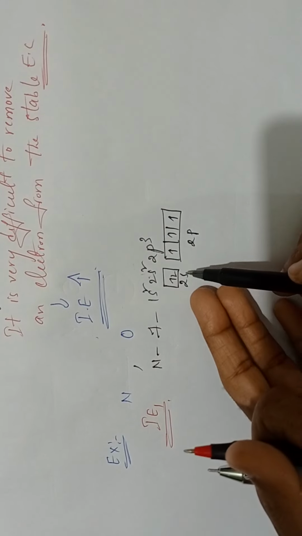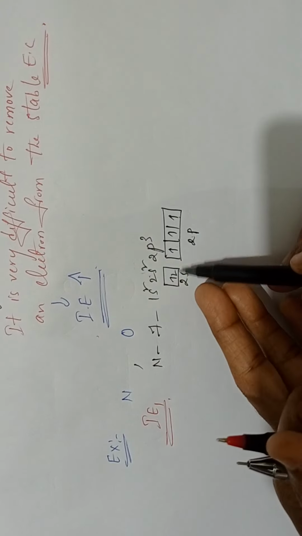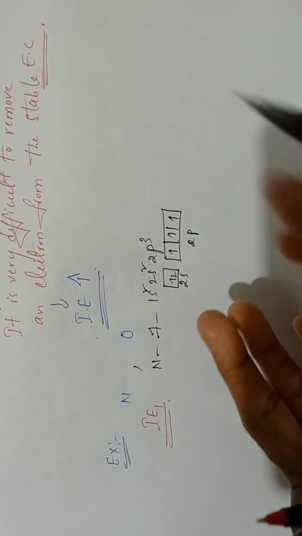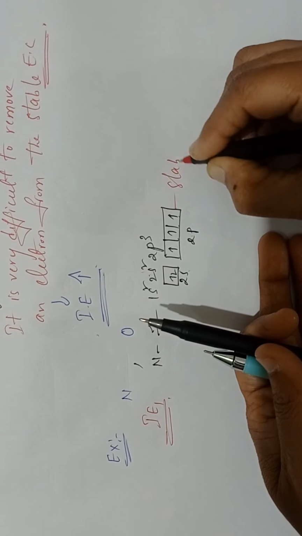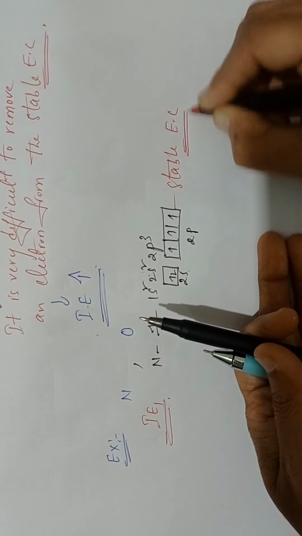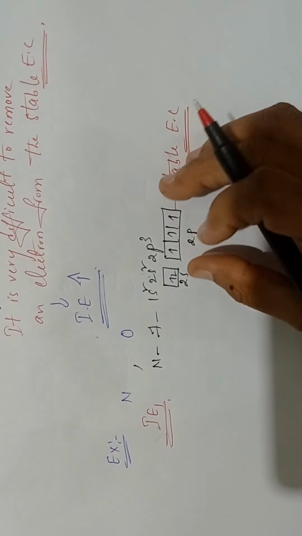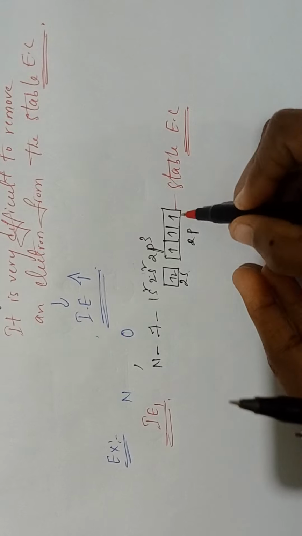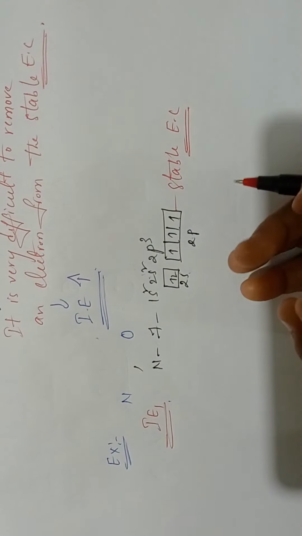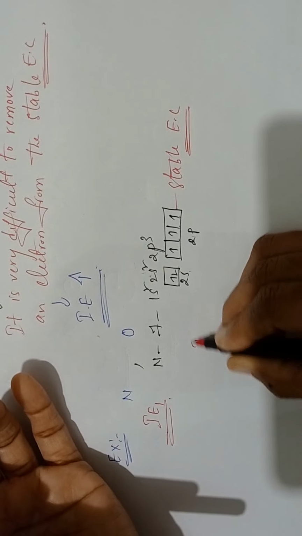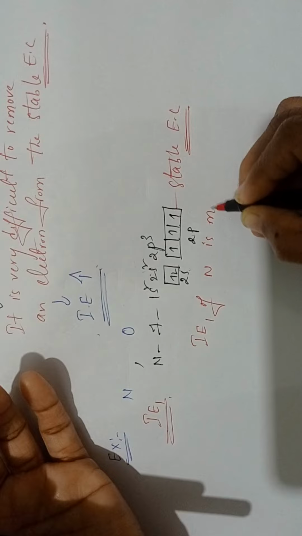Now see students, 2s is completely filled and 2p is half filled. So half filled and completely filled orbitals are more stable, so it is a stable electronic configuration. From this stable electronic configuration, to remove the valence electron, more energy is required. So IE1 of nitrogen is more.